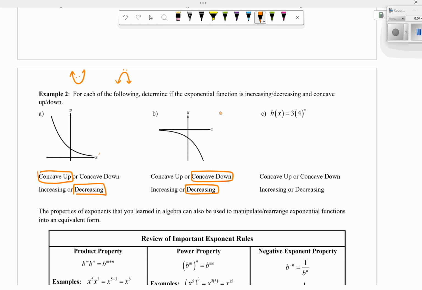And for this one, again, the b value is 4, and the b value in this case is bigger than 1, which means this is growth. So exponential growth, just a real quick sketch of the graph looks like this. So this would be concave up. And as we move from left to right, our y values are, in this case, increasing.